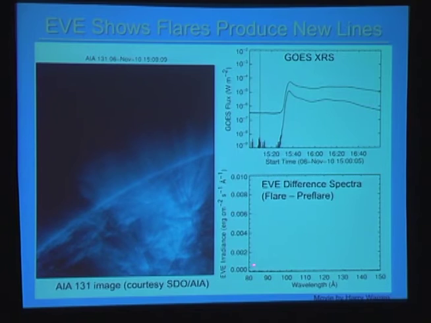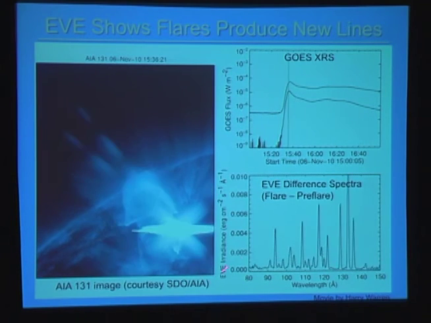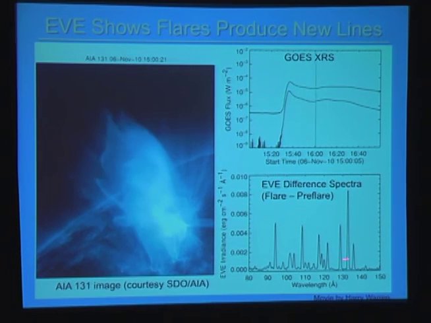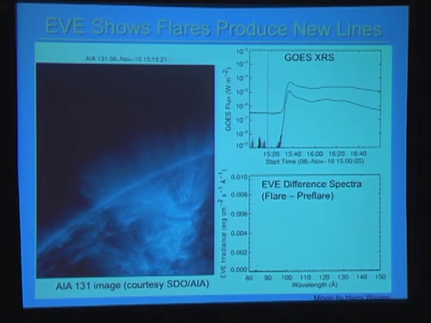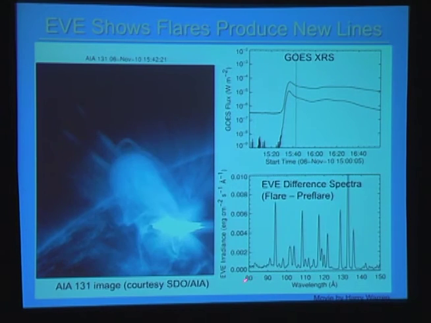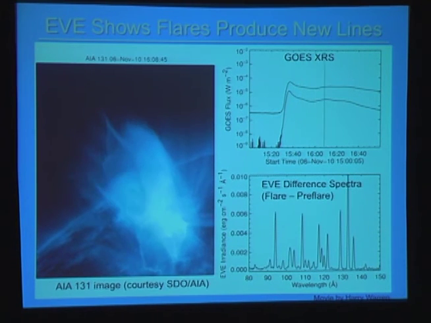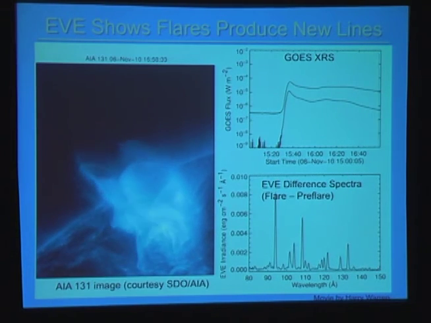And you can see that pre-flare to post-flare and during the flare, there are lines that pop up that didn't exist in the pre-flare spectrum. This is just a small wavelength range from 8 to 15 nanometers. This is true over a much larger span of the spectrum.